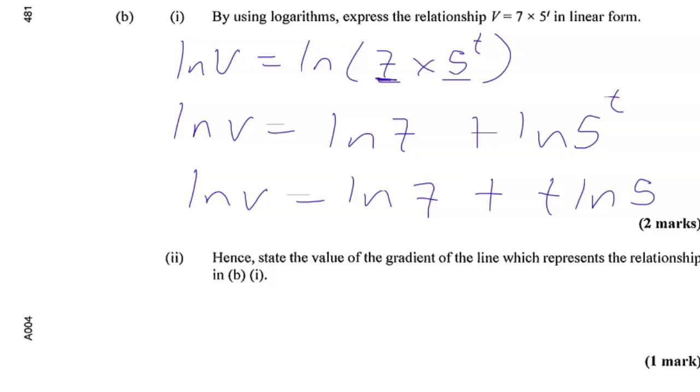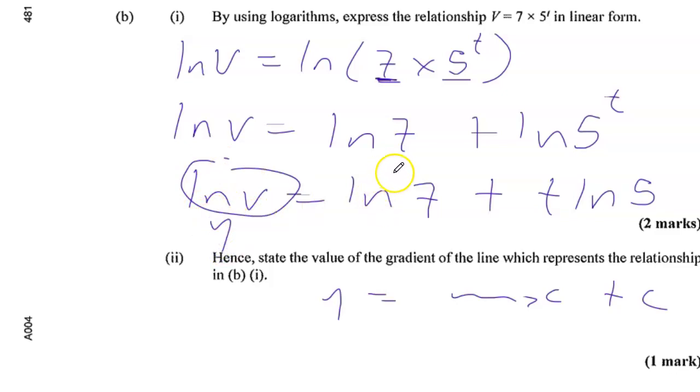Hence, state the value of the gradient of a line which represents the relationship in B part 1. So the gradient, of course. This is normal in the form y equal mx plus c. So we can match this as the y. Log 7 is a constant, so this will be a constant, and mx, m is a constant, and we refer to t as x.